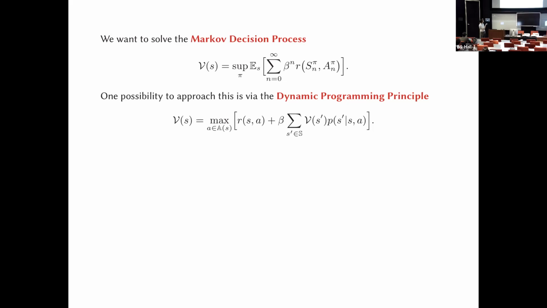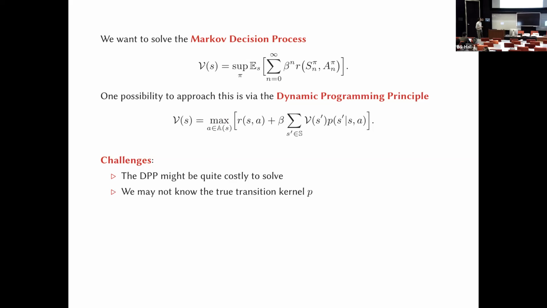So this is once again the dynamic programming principle for one step. Immediate reward, and then we don't care about the next state, we care about that tomorrow. And as I just mentioned, this will become quite costly if we have a lot of states. We may not know the true transition kernel. Just a reminder of what I just said.